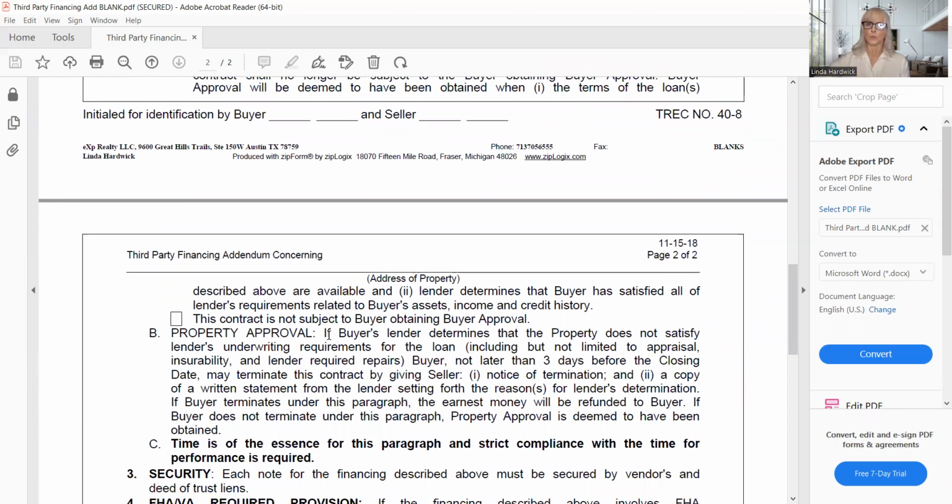So I'm just going to read this real quick. If the buyer's lender determines that the property does not satisfy the lender's underwriting requirements for the loan, included but not limiting to appraisal, insurability, or lender required repairs, the buyer not later than 3 days before the closing date may terminate the contract. So basically what that's saying is, and the big one is appraisal, guys. That's the one that is always creating problems in the transaction.